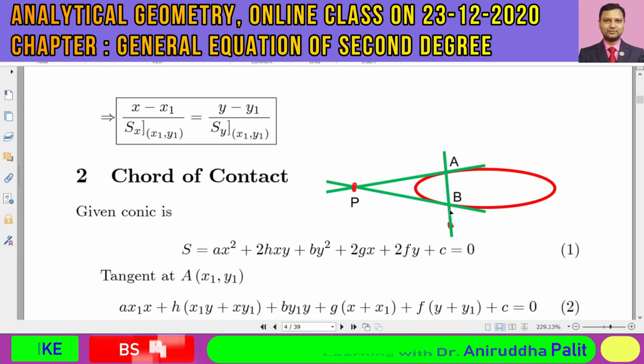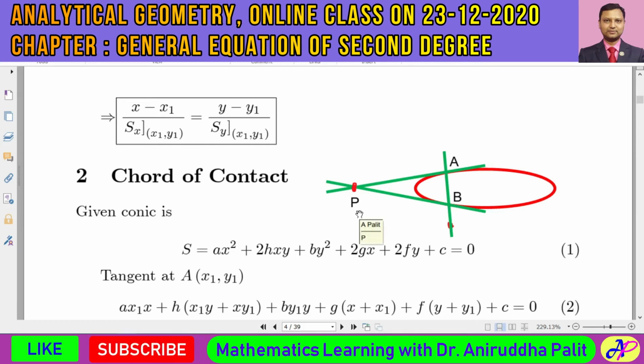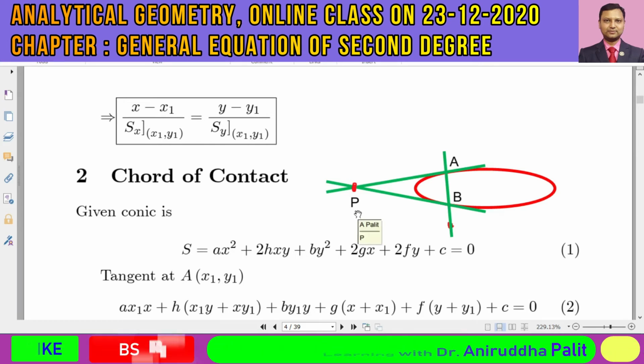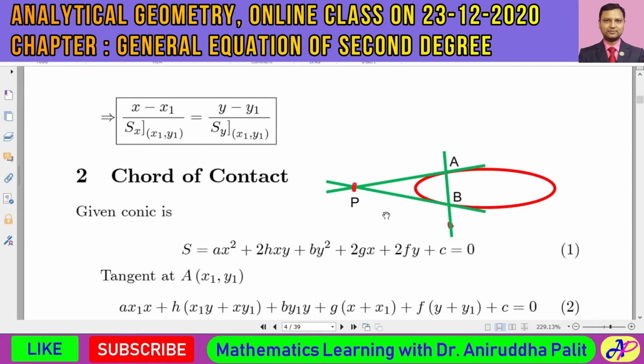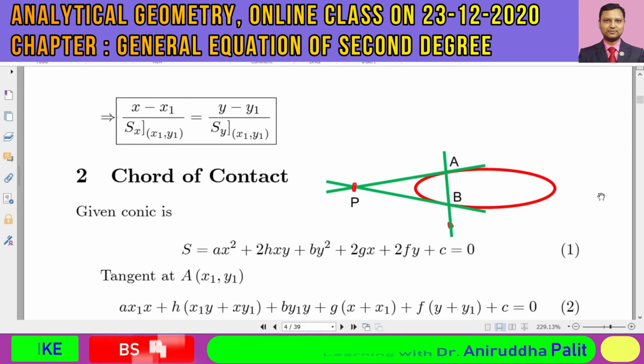Then the straight line passing through these 2 points A and B, the points at which we got these tangents, this chord AB is actually called the chord of contact of the tangents drawn from the point P. Now, is it clear to you? Yes, sir. So we need the equation of this straight line AB.